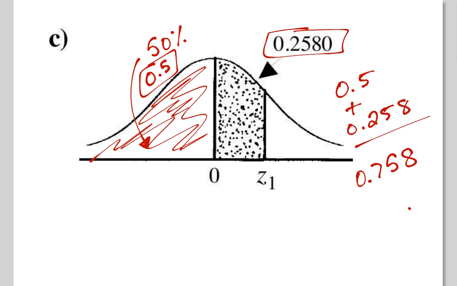So now you're looking for 758 in the decimals. Second page, 758, 0.7, and the second digit is, good, 0.70.